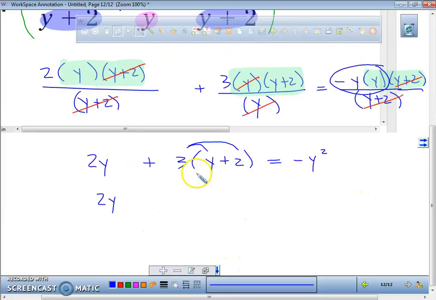So here's what we have left. I've got a 2y. I'm going to distribute the 3 to both numbers. Now I realize something. That little 2 right there as an exponent lets me know I am dealing with a quadratic equation. And quadratic equations need to be set equal to what number? 0. So we're going to combine these 2y's and 3y's and make a total of 5y's.